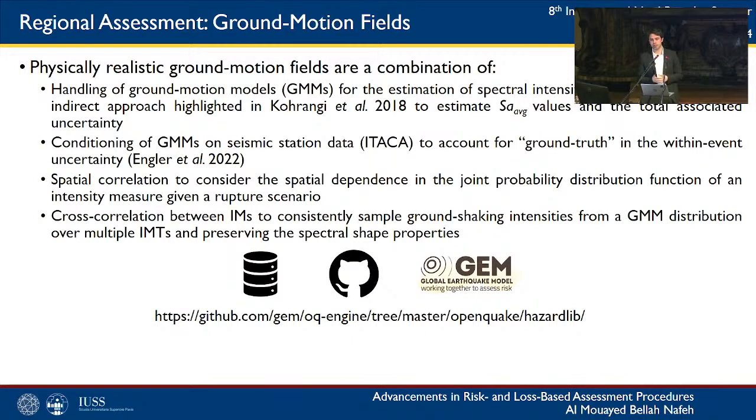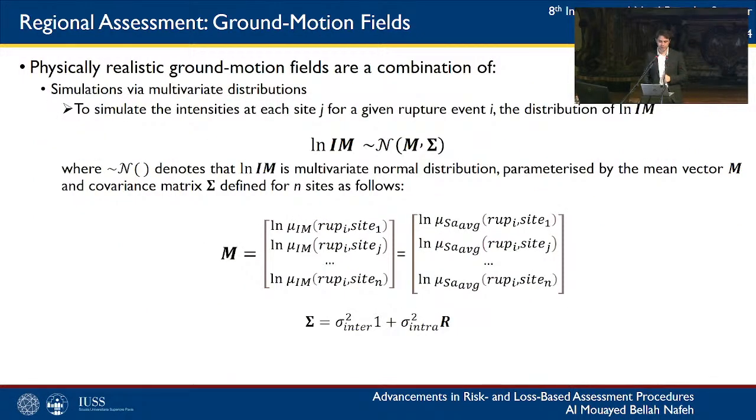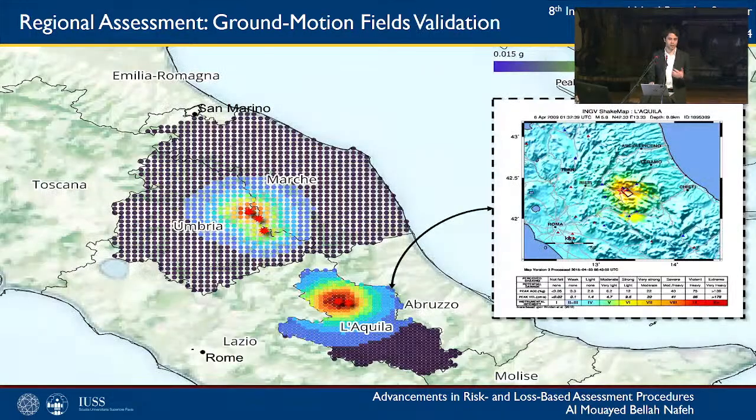Fortunately, GEM maintains a comprehensive database of ground motion models and their variants and cross-correlation and spatial correlation models, which facilitated the development of the work that was developed in this section. Then GMF simulations were carried out using a multivariate normal distribution, which is parametrized by a vector M of intensity measures given a rupture scenario I at site J, and a covariance matrix that incorporates the sources of between and within event uncertainties, accounting additionally for the spatial and cross-correlation components.